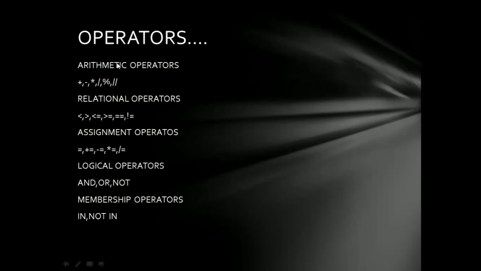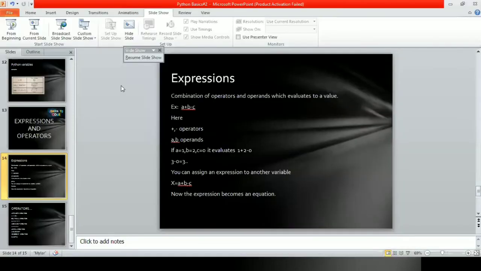Arithmetic operators, already we have seen what is plus and minus, right? Asterisk stands for multiplication and the slash for division. Percentage for modulus. Modulus means you can find the remainder when you divide a number by a divisor. And this double slash, you call it floor division, which will return the result as an integer. So now let us try to learn the other operators.